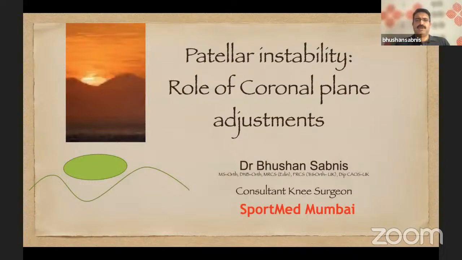A bit about patellar instability and the role of coronal plane corrections. We can think of the patella as a rising sun in the valley, in the trochlea, and that is a good analogy because it will all make sense as we change the anatomy of the valley or the position of the sun to get it perfectly aligned, to get the perfect picture. So that's what we are planning to do.